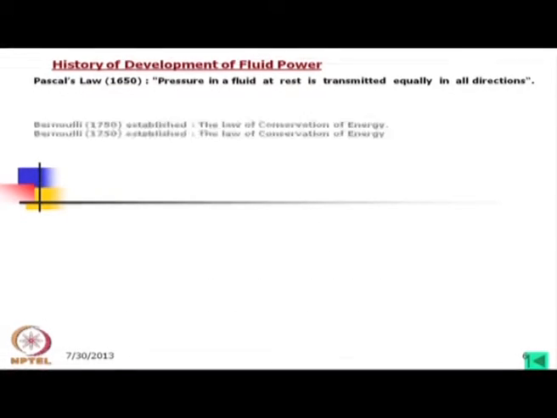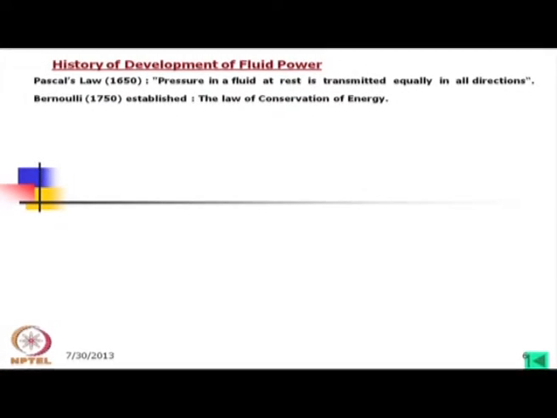Now, if we look into history of development of fluid power, then we have to go back when Pascal invented his law in 1650 that pressure in a fluid at rest is transmitted equally in all directions. Then onwards, people started thinking of the fluid power system using this fluid energy. However, until Bernoulli invented the law of conservation of energy in 1750, the fluid power did not crystallize.